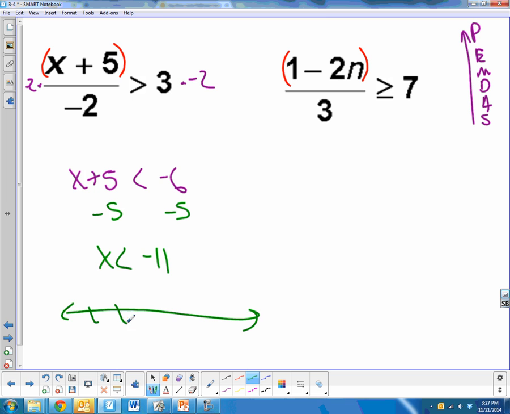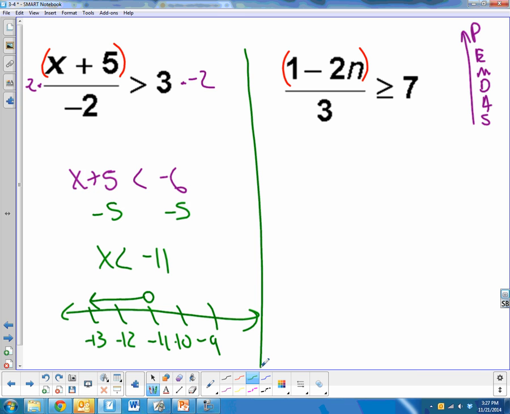Graph my solutions: negative 11, negative 10, negative 9. There we go. And x is less than negative 11, but x will never equal negative 11. Same thing on the one over here. We've got parentheses, so I deal with that last.